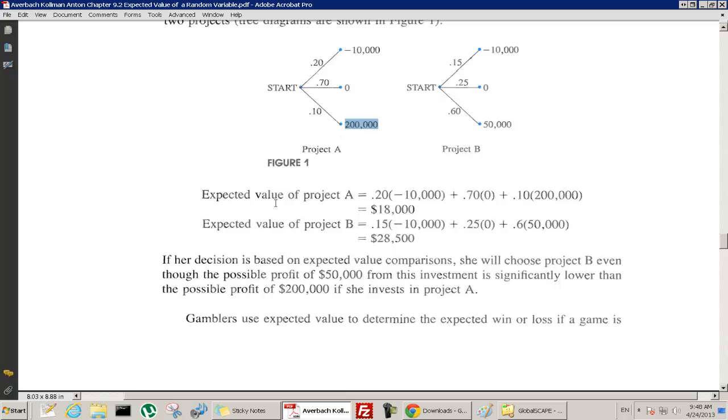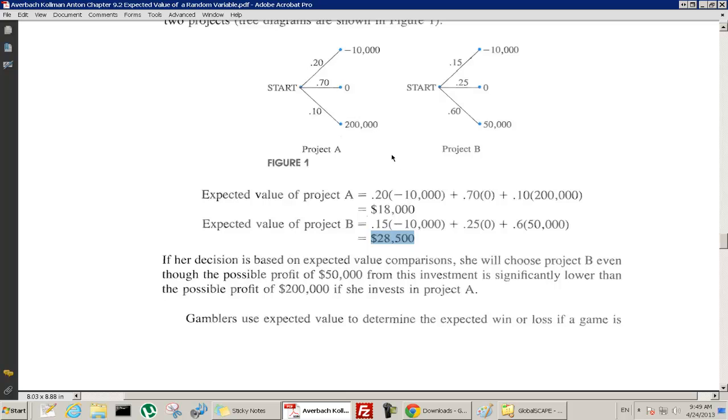The expected value for Project A is 0.2 times minus 10,000, 0.7 times 0, 0.1 times 200,000, which is what they have here. And for Project B, it's this times this, this times this, and this times this, which is what they have here. And so we get the expected value for Project A is 18,000, and the expected value for Project B is 28,000. So this might mean that she should choose Project B, but it doesn't necessarily mean it.